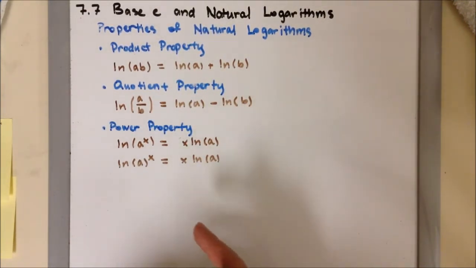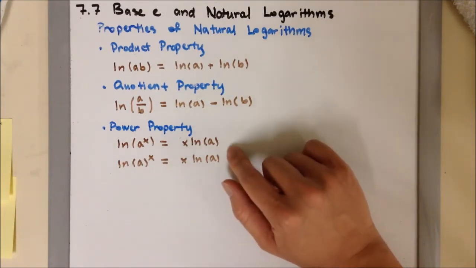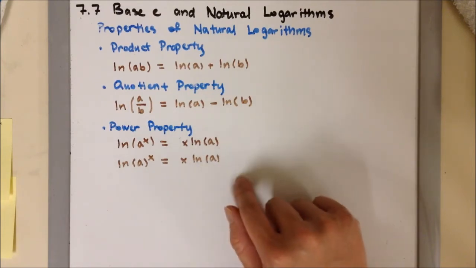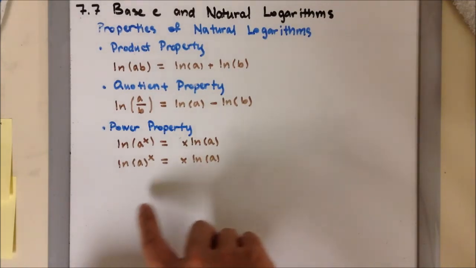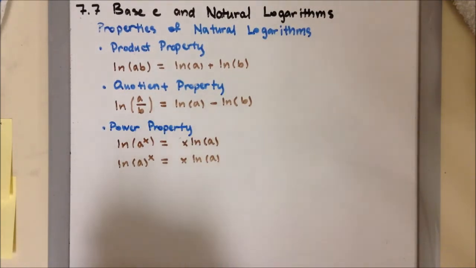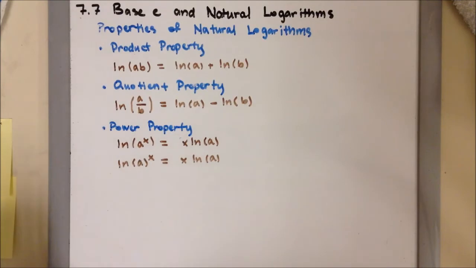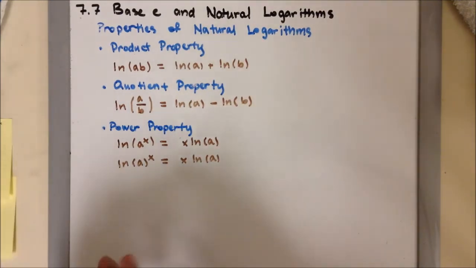Basically, you move the exponent in front of natural log. As you can see here, both of them are equal to the same thing, X times natural log of A. So that's what you get when you're trying to use the power property. You move the exponent in front of natural log. If you're trying to condense, you just move it back into the inside of natural log. You can have it outside the parenthesis or inside, doesn't matter.